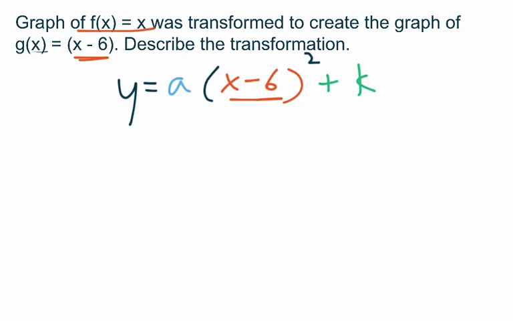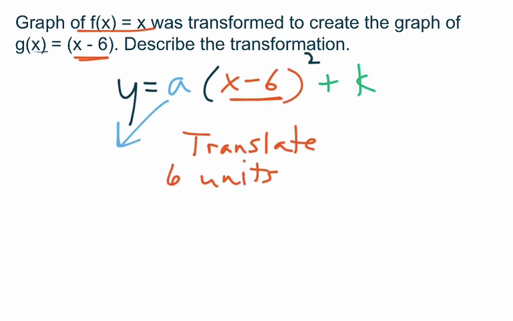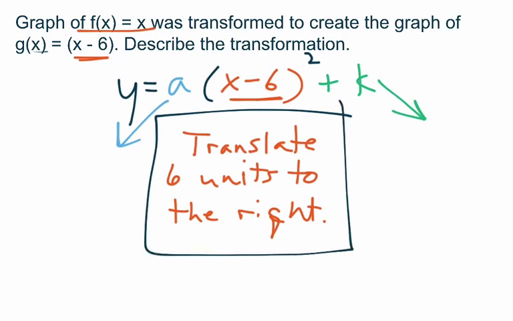Well, what's happening? Is anything happening with the a? No, nothing's really happening with the a right over there. We don't have any information. What's happening right over here with the x minus 6? Well, we do the opposite of that. So it's going to the right. So this is going to translate 6 units to the right. And then, do we have any information for the k? No, we don't, so we don't have to put information. So the only thing we can really say here is that this will just translate 6 units to the right. That'd be the only answer there, okay?